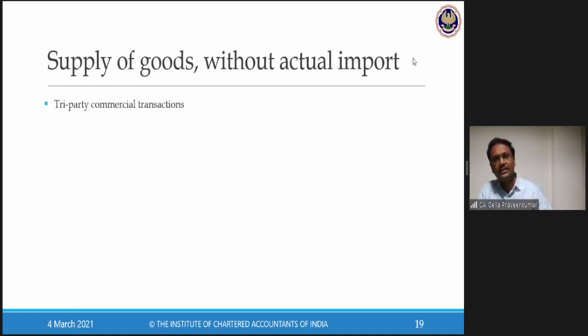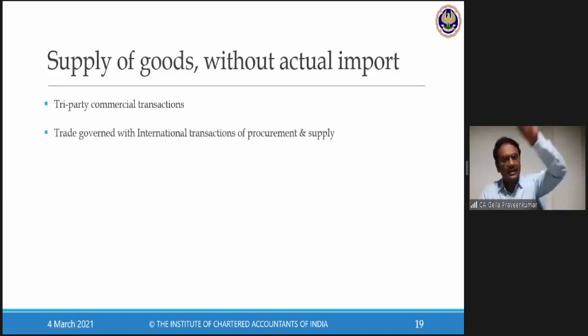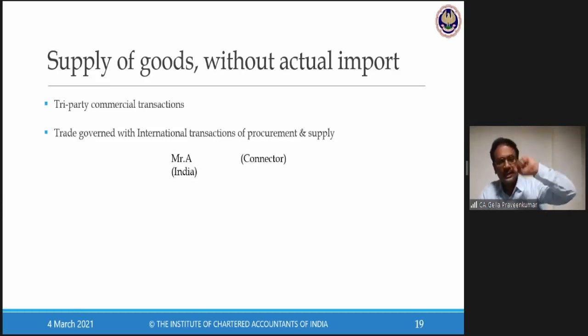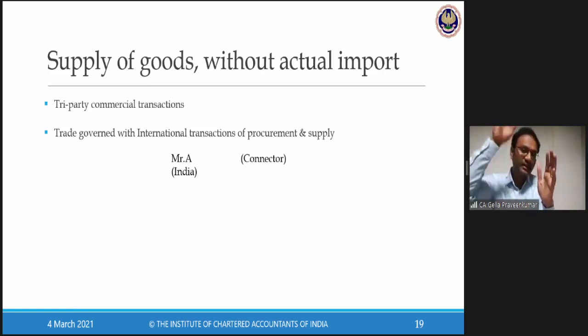This is an international transaction where this client says, look, there is a tri-party commercial transaction. This is a trade which is governed in an international transaction of purchase and sale. Now, Mr. A, who is in India, is going to be a connector, going to get into international trade, connecting the seller and also the buyer. Now, this is what the majority of HNIs, high net worth individuals, do in regular practice. People who have worked as a country manager, sales manager, area manager, Asia Pacific manager, these are the people who play on a large scale. Now, this is one transaction from that particular point of view.